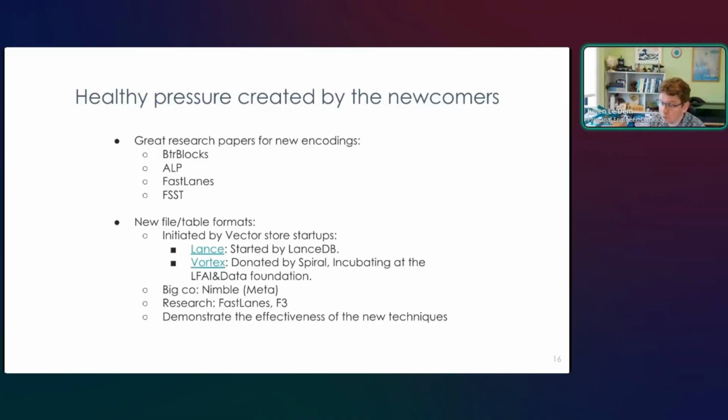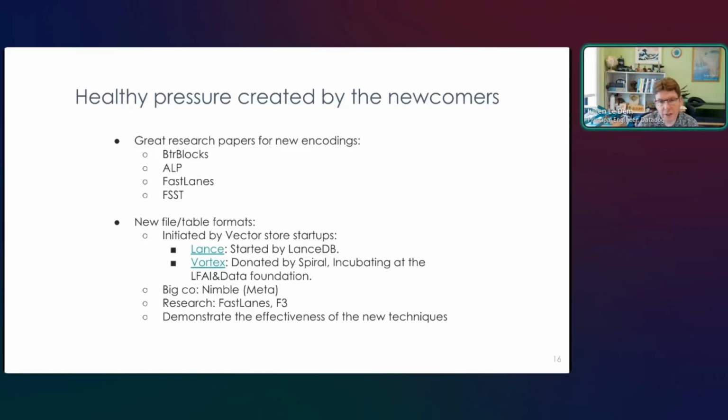And there are a bunch of new file formats that have been coming out. In particular, I think two stand out: Lance and Vortex. They've both been contributed by companies that work in either the multimodal or vector search or feature store space, enabling those new use cases. And they are applying this new research when picking the encodings they use in their file format.